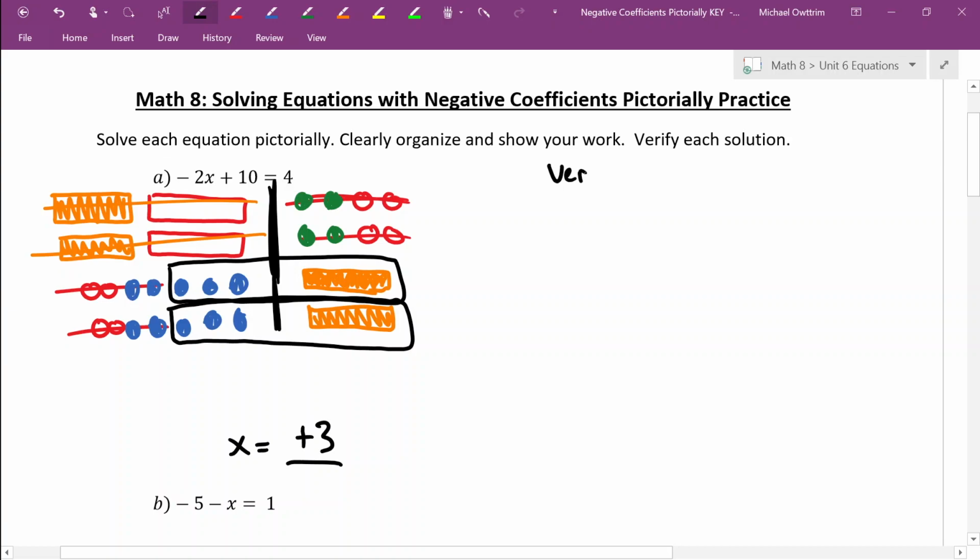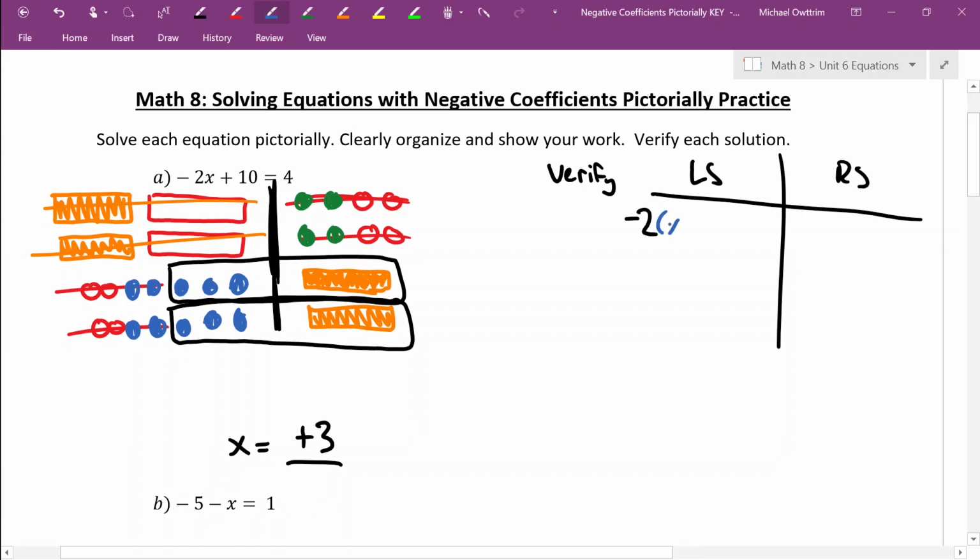Now in terms of verifying this, I want to take my original equation, its left side and right side, and I want to check that they equal the same number. So my original equation was -2 times whatever x is plus 10, and the right side was just 4. So I'm going to do -2 times what I think x is. I think x is positive 3, and then I need to add 10 to that.